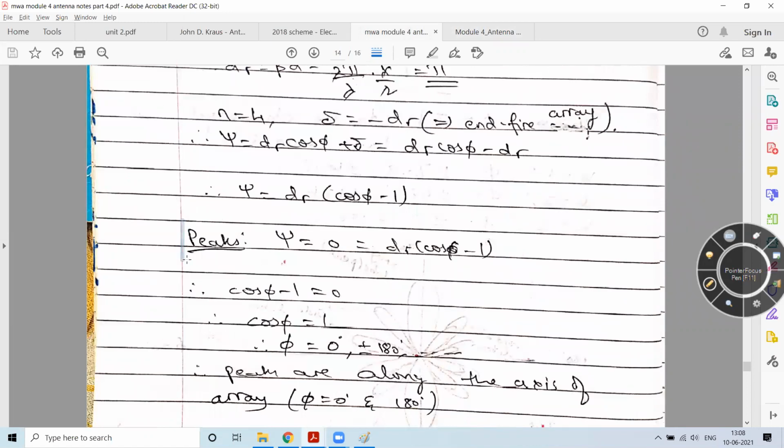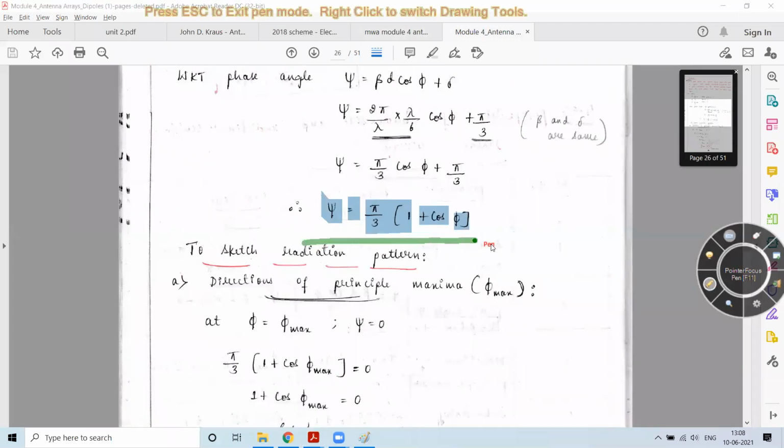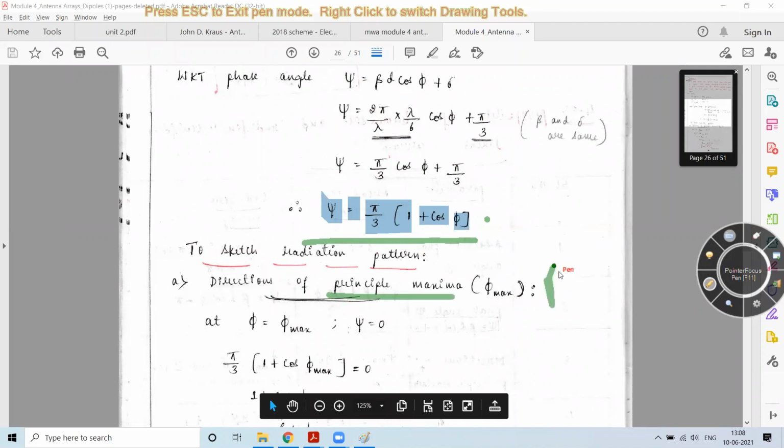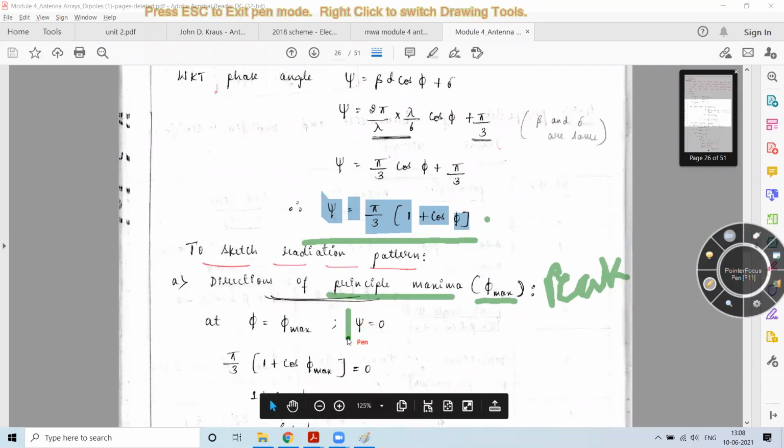In order to obtain the peaks or the direction of the maxima, we equate psi equal to 0. So here we have, what is psi? Psi is given as this parameter. In order to obtain the direction of maxima, or the direction of the peak values, or the main lobe direction, I need to estimate the angle. So in order to obtain that, we equate psi equal to 0.